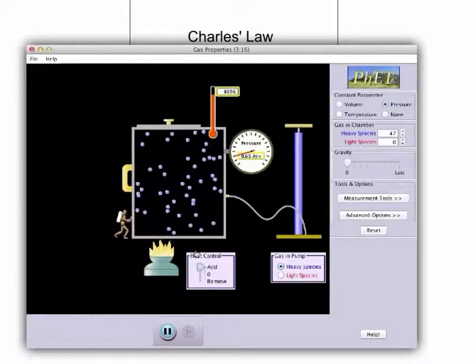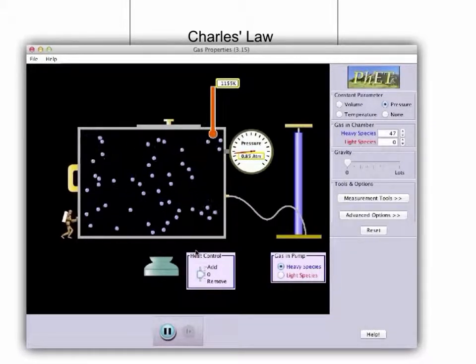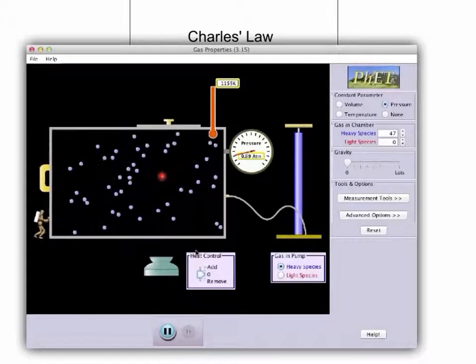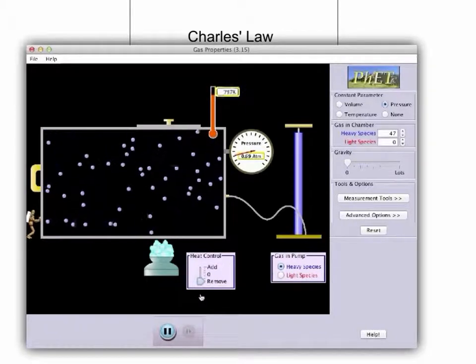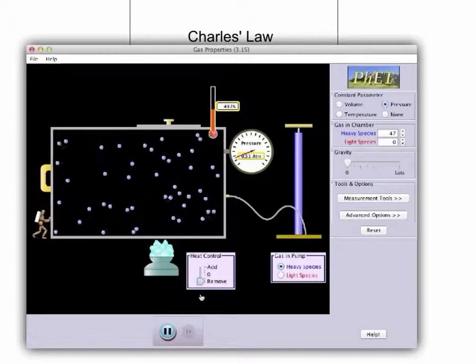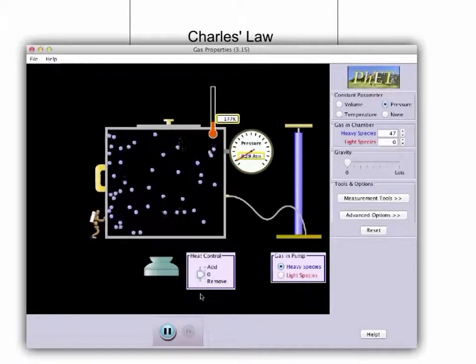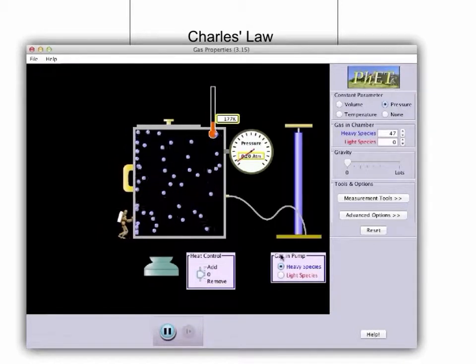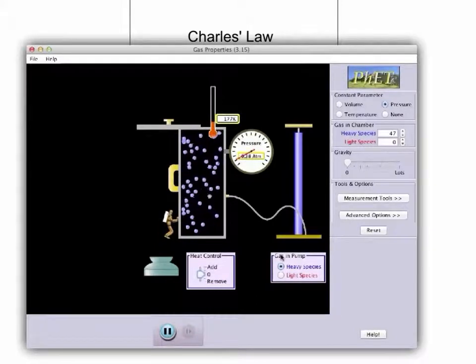Well, why does this happen? The hotter the particles are, the faster they are moving. The more they bounce off the container, the more they bounce off each other, and they tend to spread out. So they're bouncing off each other a lot, they spread out away from each other. When we cool the particles down, they slow down, they don't bounce as hard off each other, so they're able to stay closer together and their volume decreases. So as temperature goes up, volume goes up, and as temperature goes down, volume goes down.